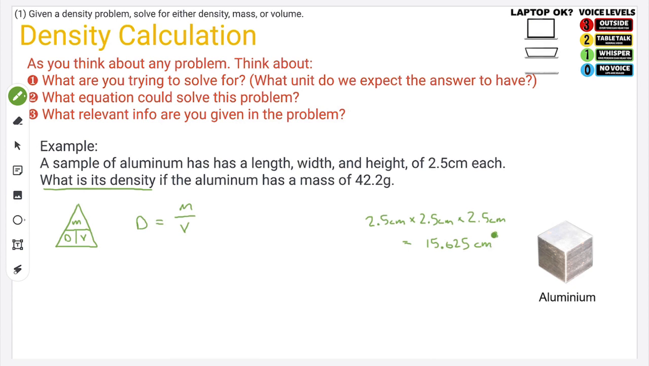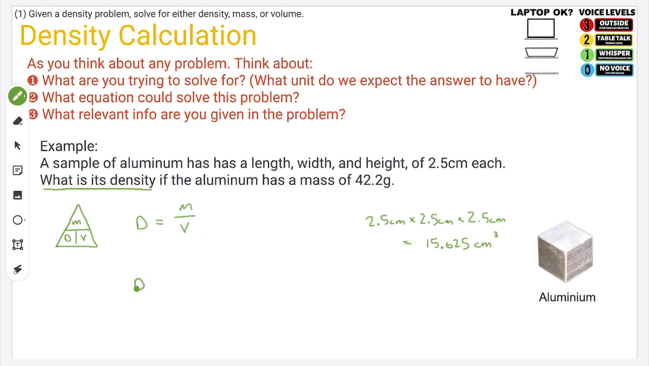Remember, you're multiplying centimeters times centimeters times centimeters. So it's centimeters cubed. Hey, that's a volume. Excellent. So that means we can take this volume and just plug it into the equation, right? We have both mass and volume. We can solve this equation now.